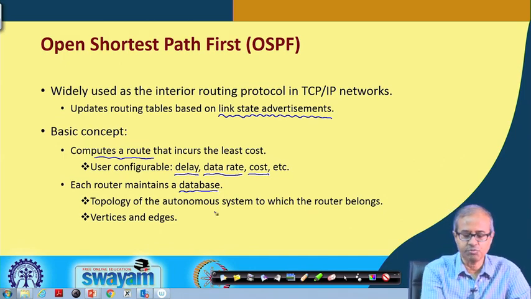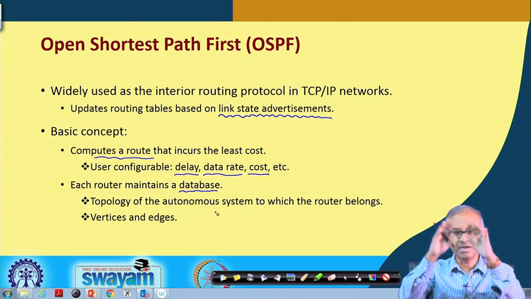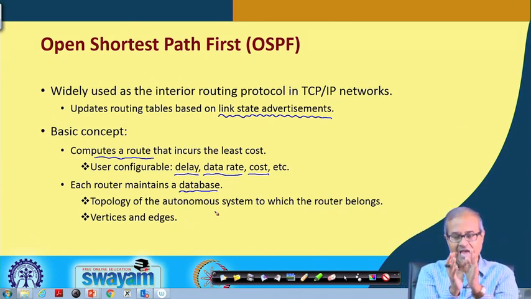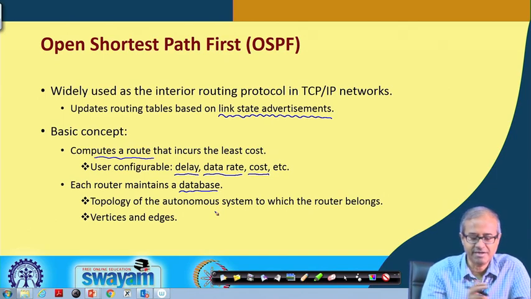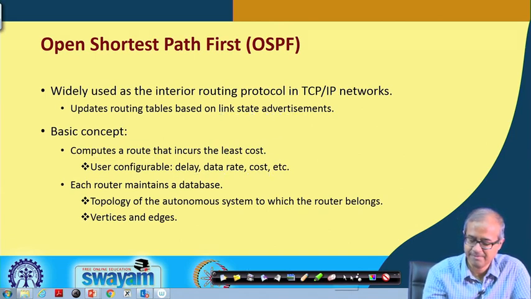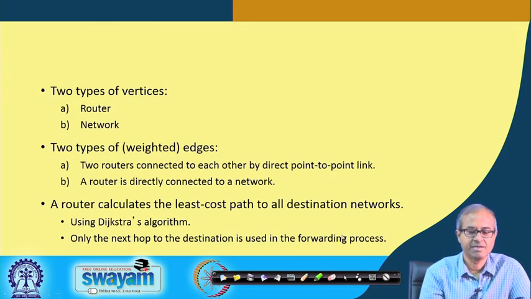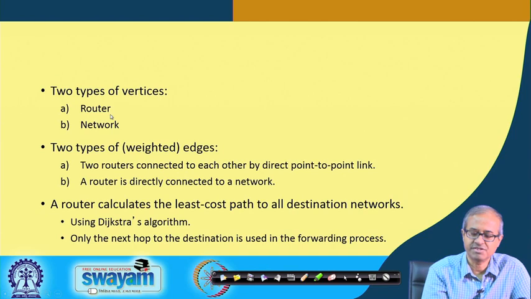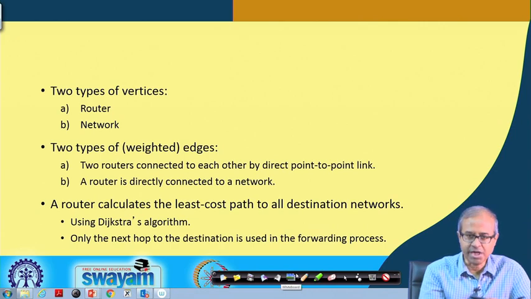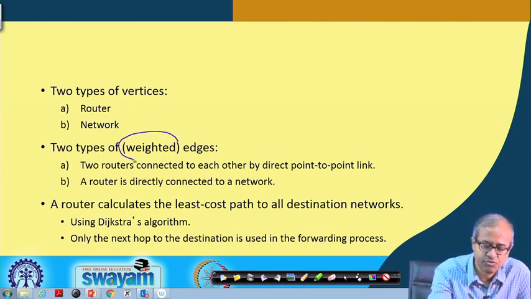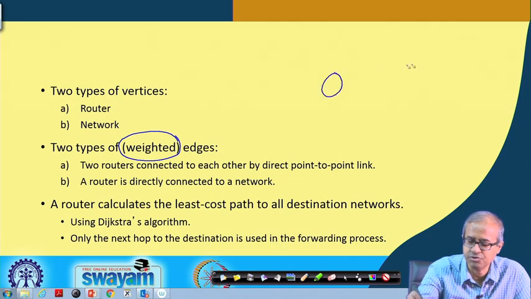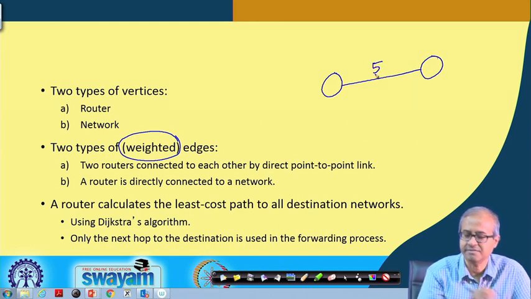The topology of the autonomous system is stored in the database, how the graph looks as per the information available with the router. And this graph will contain obviously vertices and edges, networks and routers, and how they are connected. Vertices are routers and networks. Talking about edges, there are two types of edges, and every edge will be assigned a weight. Like for example, there are two nodes, they are connected, and this edge will have some weight, let us say 5 or something. This is called weight.